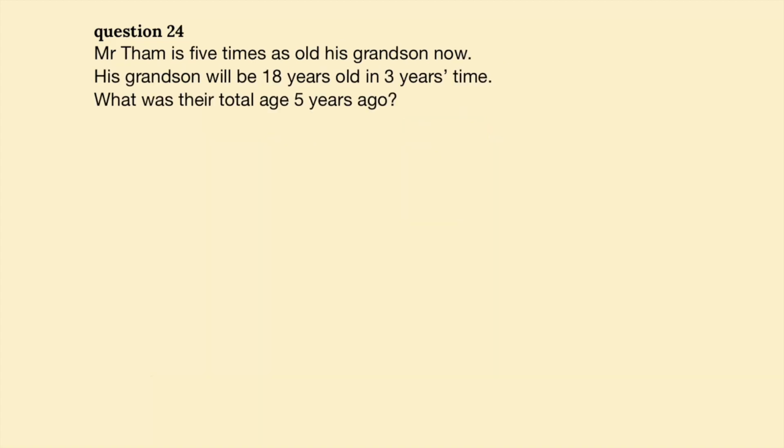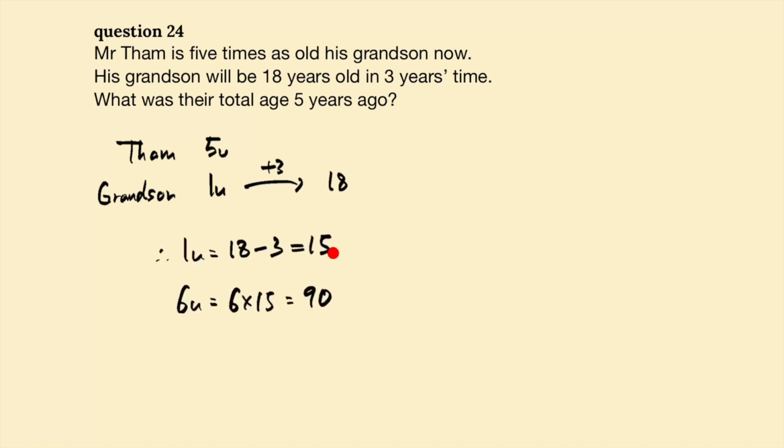Tam is 5 times as old as his grandson right now. So 5u and 1u. His grandson will be 18 years old in 3 years' time. Oh, we can work backwards, can't we? 18 in 3 years' time. So right now, just 18 minus 3. That will give us 15, which means we can find what is that total age right now.